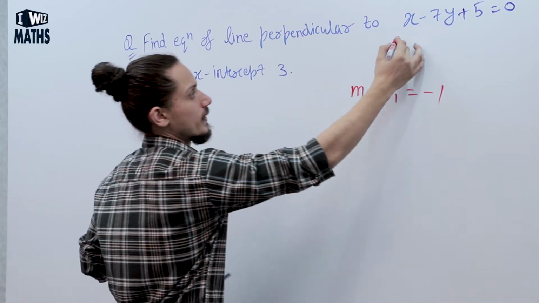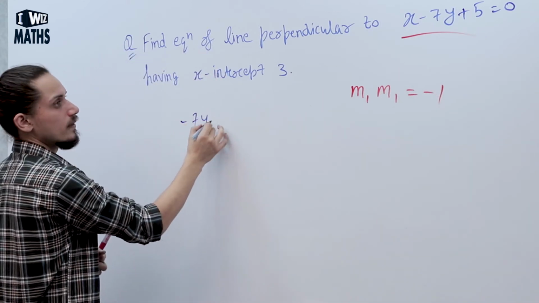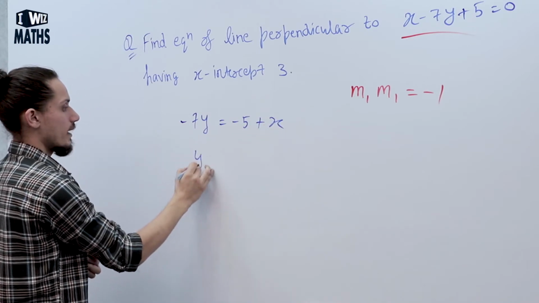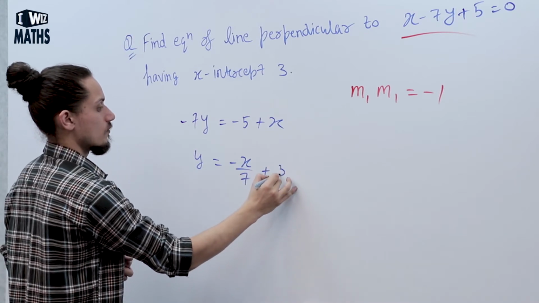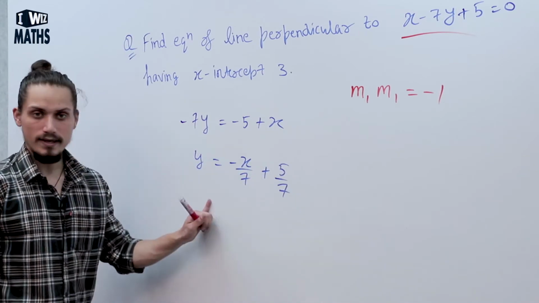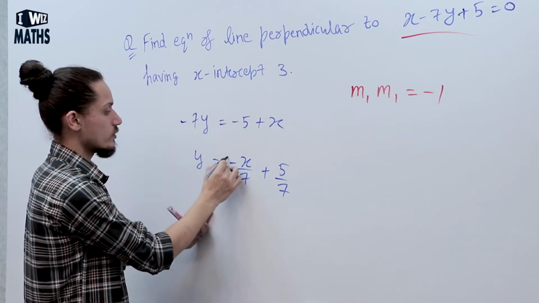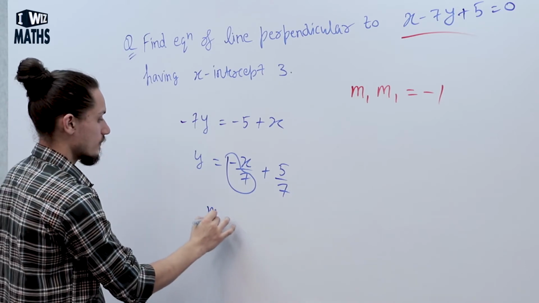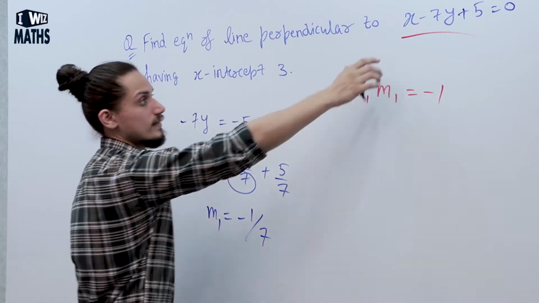सबसे पहले इसकी स्लोप निकालते हैं, we get -7y is equal to -5 plus x and y is equal to -x upon 7 plus 5 upon 7. ओके, तो इसको हमने लिखा है स्लोप इंटरसेप्ट फॉर्म में. स्लोप इंटरसेप्ट फॉर्म में ये जो क्वांटिटी होती है ये किसकी इक्वल होती है, स्लोप ऑफ द लाइन के इक्वल. So we get m is equal to -1 upon 7. ये आ गई स्लोप ऑफ दिस लाइन.